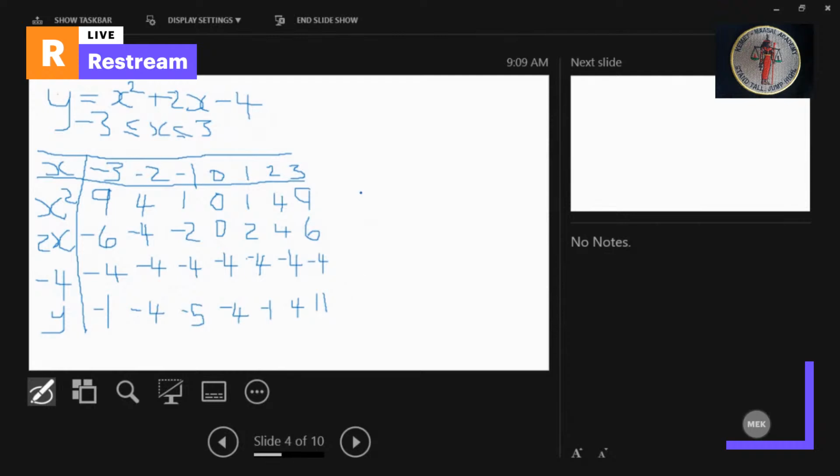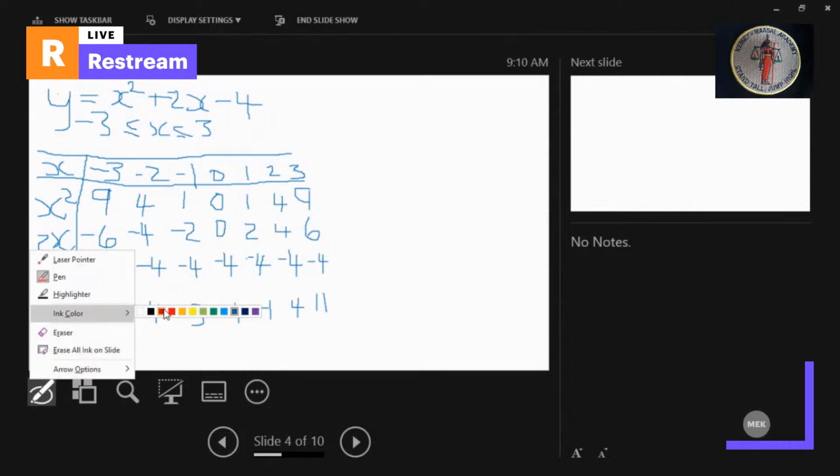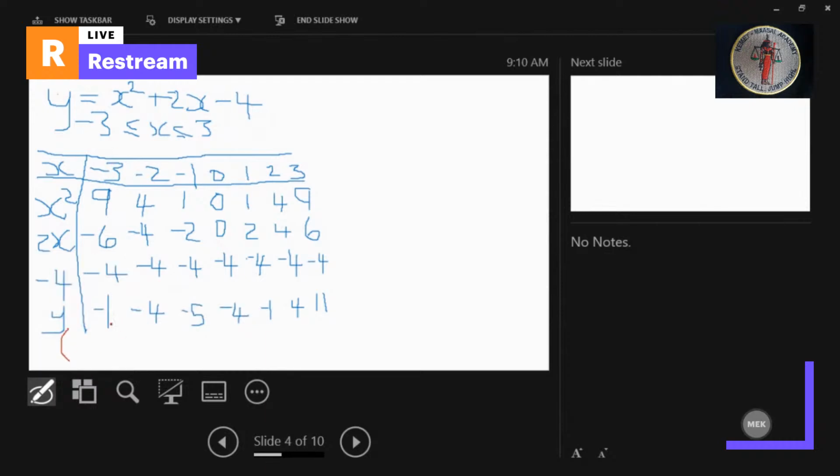So let's write our coordinate pairs. It would be (-3, -1), (-2, -4), (-1, -5), (0, -4), (1, -1), (2, 4), and (3, 11).